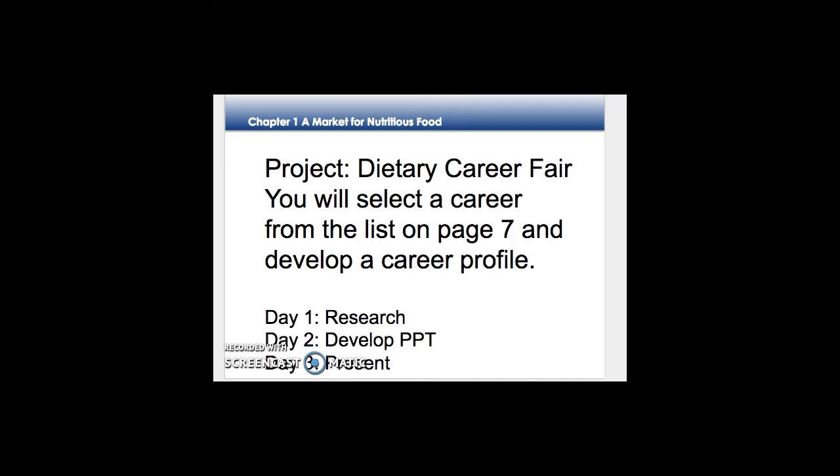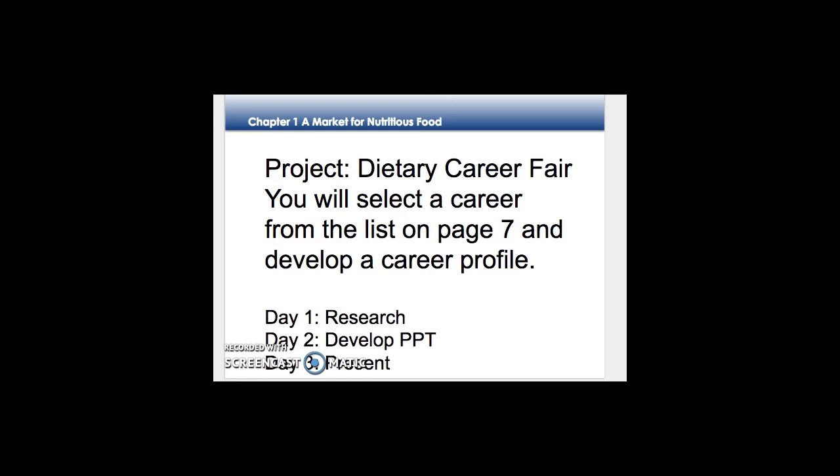Day 2, you're going to develop your PowerPoint. That means when you come to class on day 2, all of your notes need to be completed. We don't have time for you to go back and finish your research. That should have been done yesterday, or it should have been done for homework. So, day 2, you're developing your PowerPoint. I will have a list of slides that you need to include on your PowerPoint. If you do not get those slides done on day 2, guess what you're doing for homework that night? That's right, you're going to finish your PowerPoint.